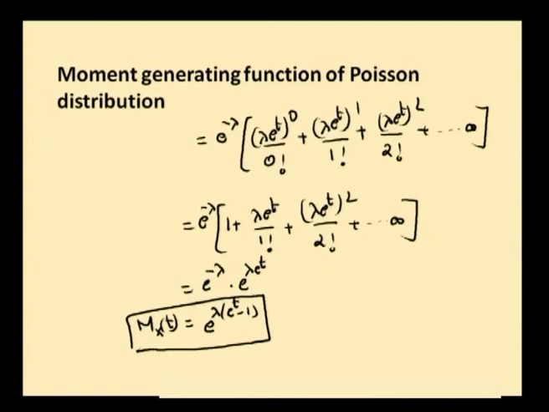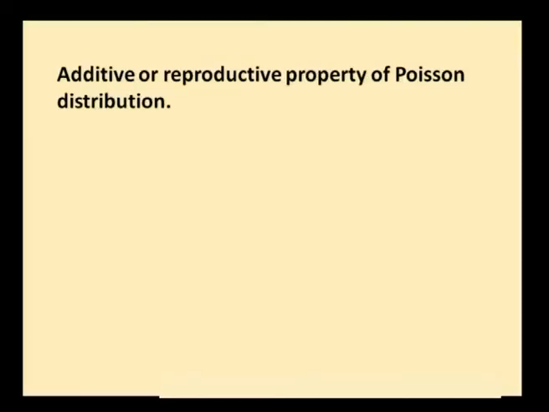Because it is called reproductive property, by adding two such independent Poisson random variables, we can produce another random variable. That is why it is called the reproductive property of Poisson distribution. As discussed in the previous cases, we are going to discuss the additive property using moment generating functions. For the moment generating function additive property, we must have the random variables as independent.